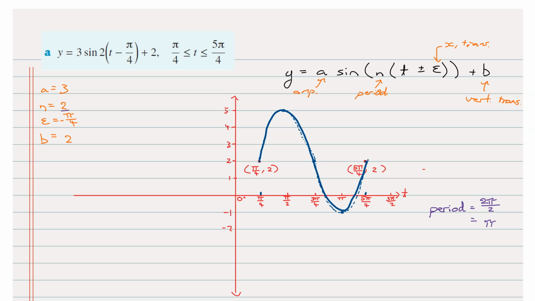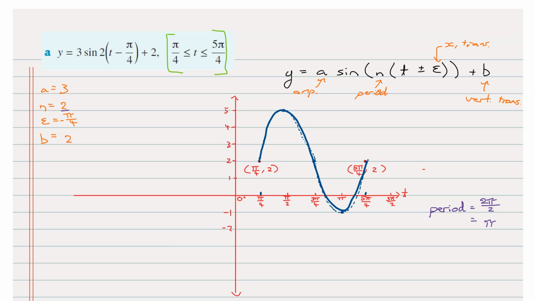Now what I'm going to do is check back and see, do I need to extend it left or to the right, or do I need to reduce it on the left or right based on the domain? And what we can see is our domain is between pi on 4 and 5 pi on 4 in this example. And notice that we're exactly within our domain here. So pi on 4 and finishing at 5 pi on 4.